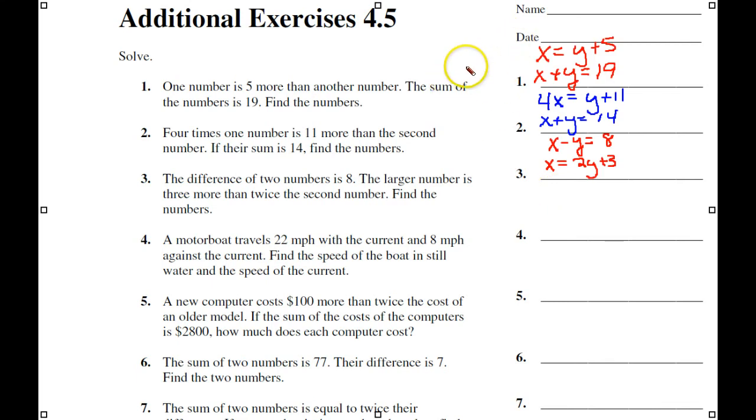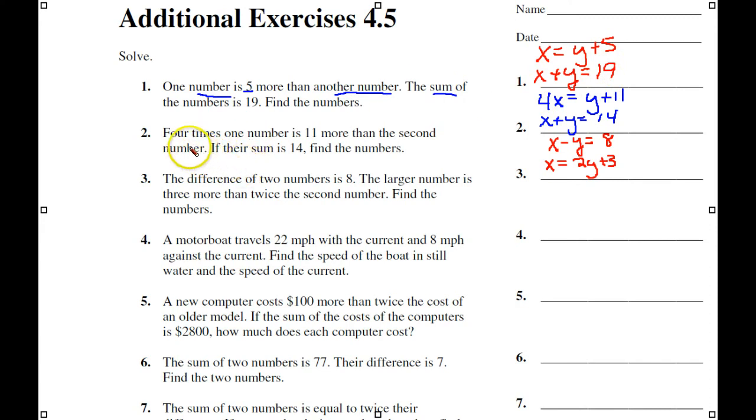Okay, as we do these, one number, so we'll call that x, is an equal sign, 5 more than the other number. Well, the other number will be y, and then 5 more is plus 5. So there's our first equation. Now here the key is the sum of the numbers is 19. That's pretty straightforward. And you might say, well, what method would I use to solve this? Well, I would think substitution. Set up.